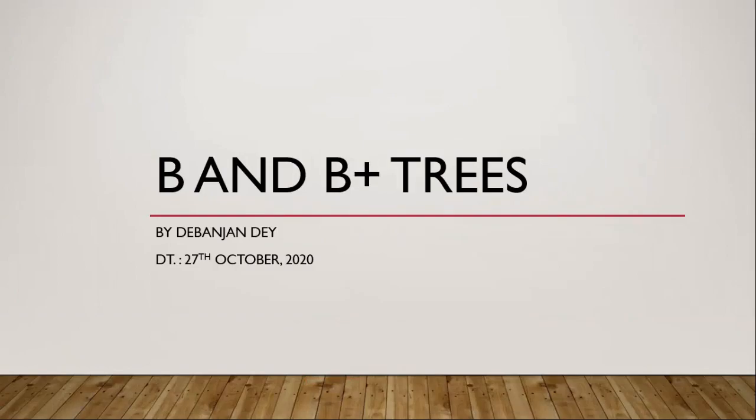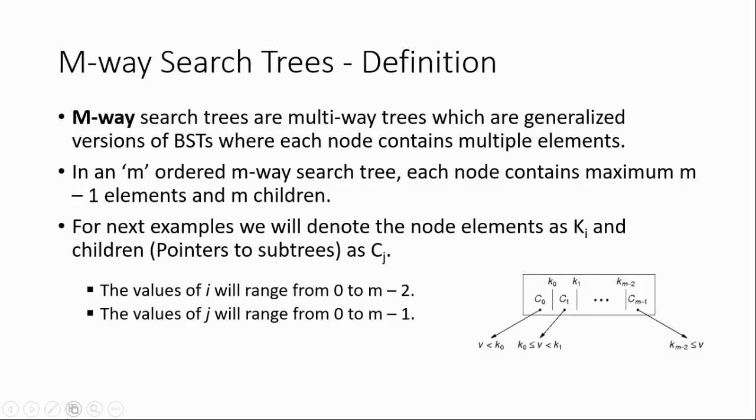I am Devanjan De. This class will be based on B and B plus trees. So let's get started. At first, what are M-way search trees? By definition, M-way search trees are multi-way search trees which are generalized versions of BSTs where each node contains multiple elements.